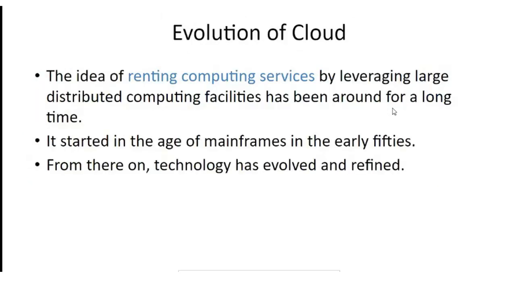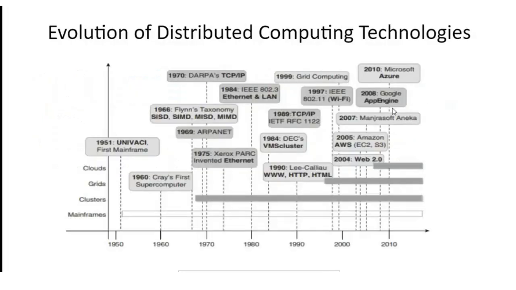Okay, next we are going to move on to the evolution of cloud. We already know there is a process of renting something. Here, what we are going to rent is the computing services. For renting computing services, we need the concept of distributed systems. It actually started from mainframe computers itself, in the 1950s. From there, specific technologies have evolved over time, and now we have the cloud computing concept. This is the evolution of distributed computing technologies diagram from the 1950s.